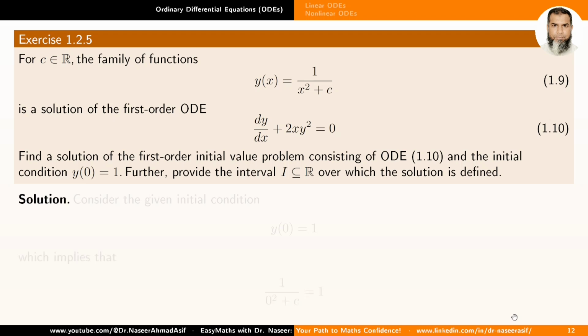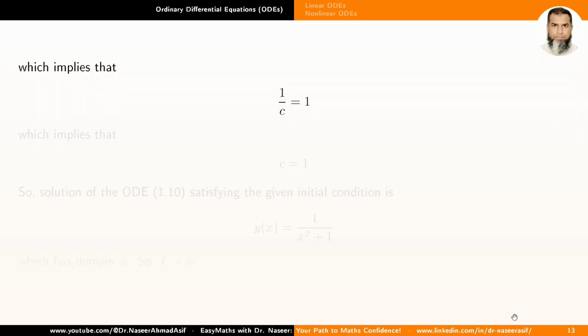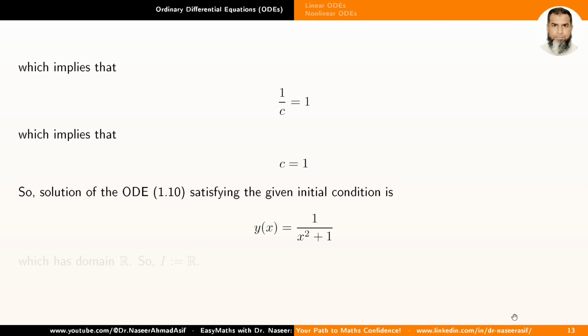Well, let's see the solution. Consider the given initial condition y of 0 is equal to 1. Now using the definition of y of x, we have 1 over 0 square plus c is equal to 1. So 1 over c is equal to 1. So c is 1. So the solution of the ODE 1.10 satisfying the given initial condition is y of x is equal to 1 over x square plus 1. This function has domain R. So I is equal to R.